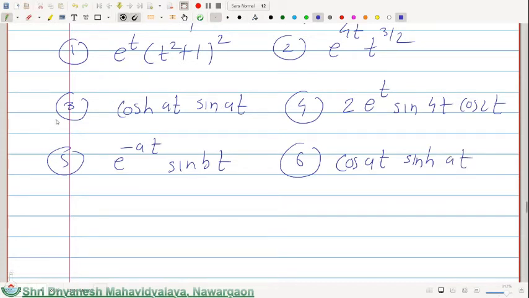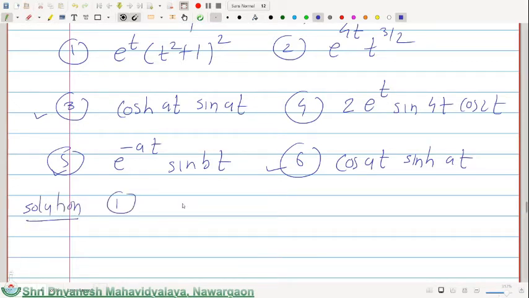Example number 3 and example number 6 are similar. I will solve number 3, and number 6 will be left for you. Similarly, number 5 is easy to solve. So let us start from number 1, solutions.